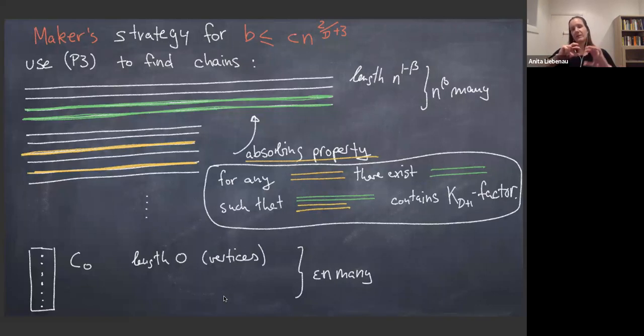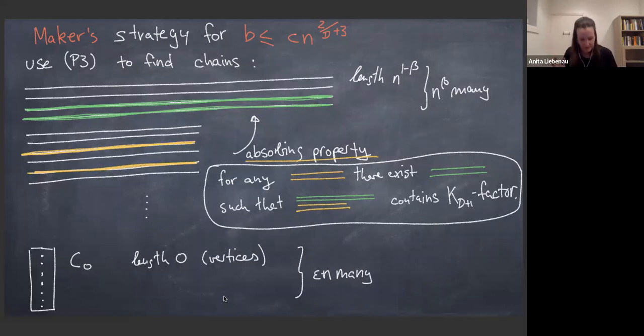And this property will tell me that in the layer above, for this subset, I find chains that together with this subset form a Kr factor. And then I just continue and go up layer by layer until I'm at the very last layer. And here I have that the chains are long enough. And so whatever is left, if it's a multiple of R, I find my copies of Kr that go across, and everything falls into a Kr factor.